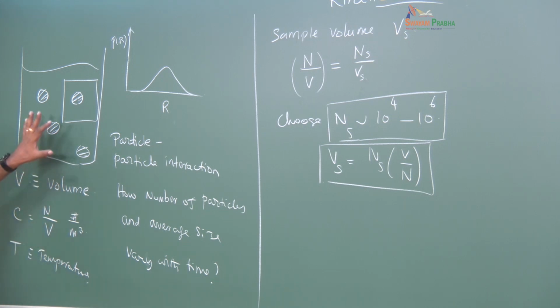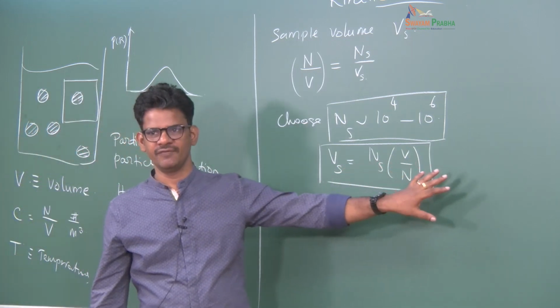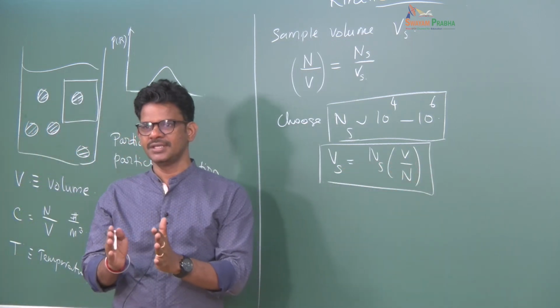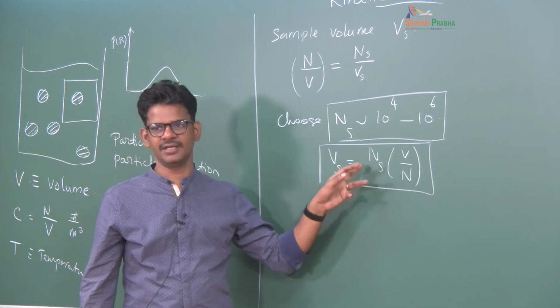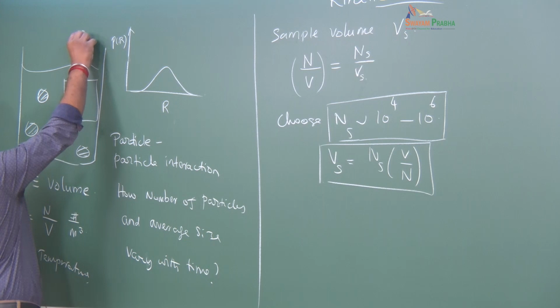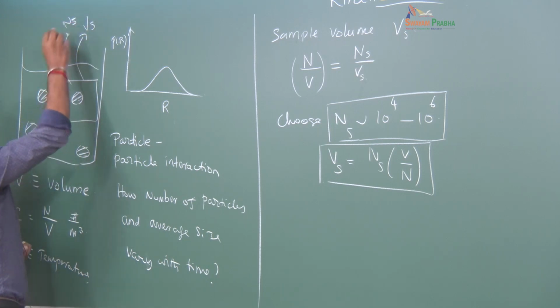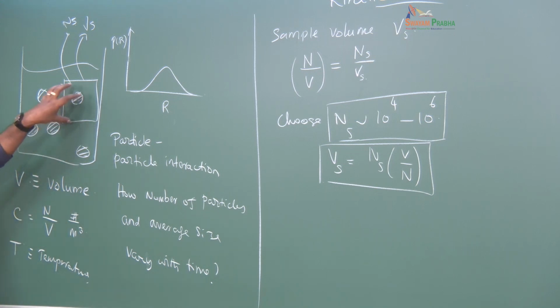so what we are saying is, we are mapping this problem into a problem where we have a very small system sample size in which there is Ns number of particles in a volume of Vs. Okay, so this volume here is Vs and the number is Ns, and we are assuming whatever is going to happen in this sample volume is actually representative of what is actually happening in the entire volume. So we can make that kind of a prediction.